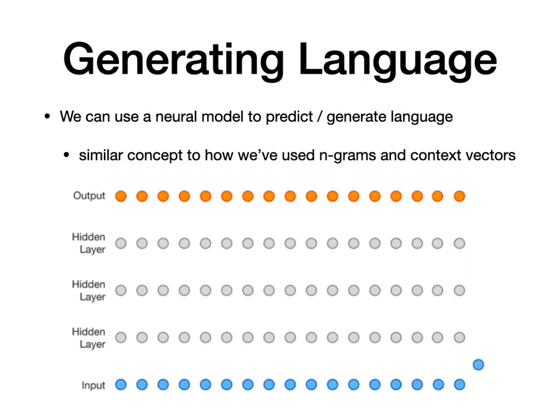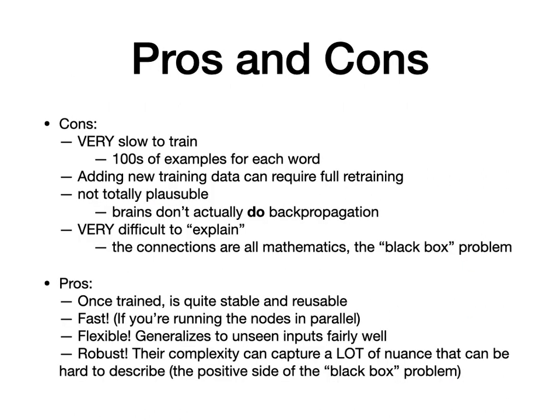So, pros and cons. Why would you use this? Why might you not? These systems are super slow to train. It takes hundreds or thousands of examples for each word. Adding new training data can really disrupt the training of the original stuff. Not always, but you never know with these networks. They're hard to sort of figure out in that way.